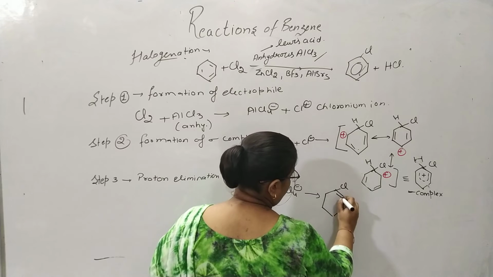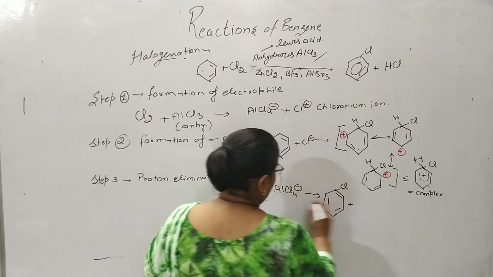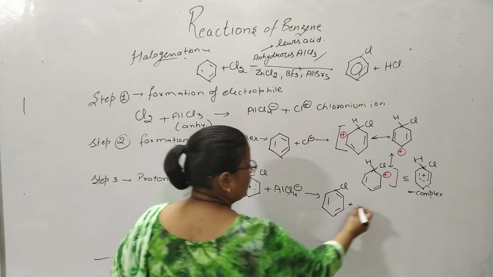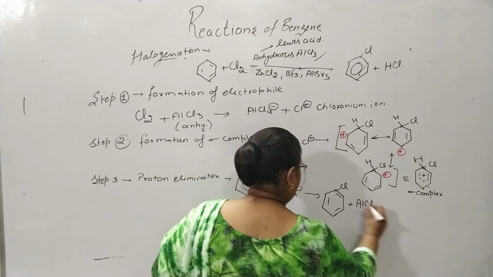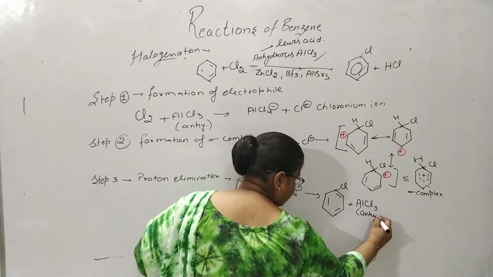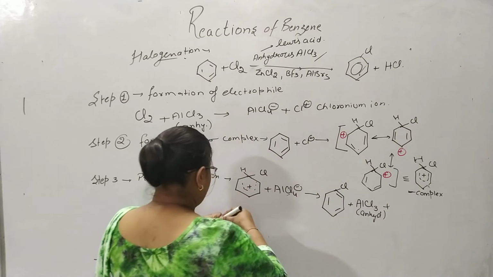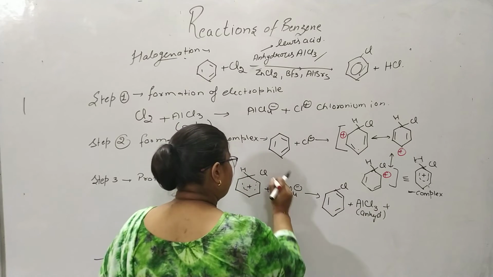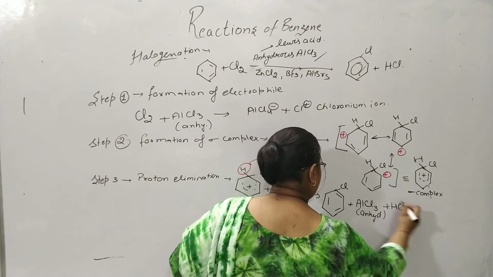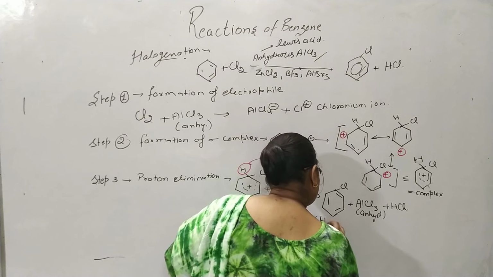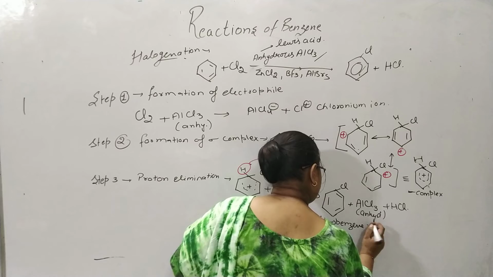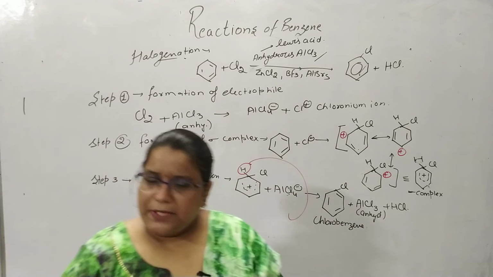One chlorine which is already present in AlCl4- is released out as AlCl3, which is anhydrous. And the remaining chlorine takes the hydrogen in the form of HCl. So like this, this chlorobenzene is formed. Okay, so this is a complete reaction.